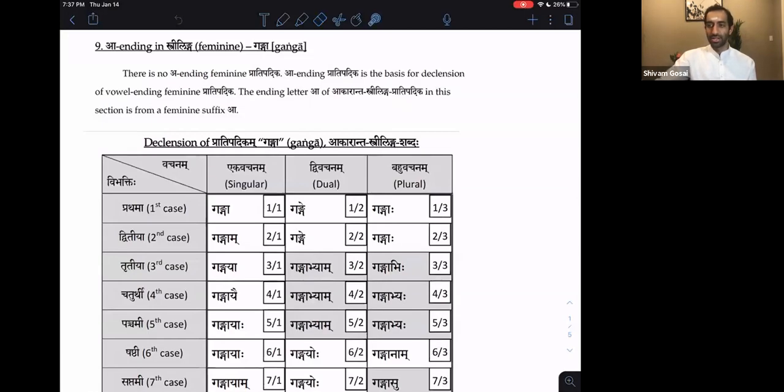Just like what you see on the screen, we're talking about Akaranta, A ending, Strilinga. So we finally reached our feminine words. We need to come back to Kartru, but we're going to jump into this feminine ending. Usually in Sanskrit textbooks, you'll see Rama as the A ending. But this is Sanskrit for Vedanta students. So instead of Rama, we say Ganga, because it's so much better to be chanting the name of Ganga than someone's name. So we're going to chant Ganga.